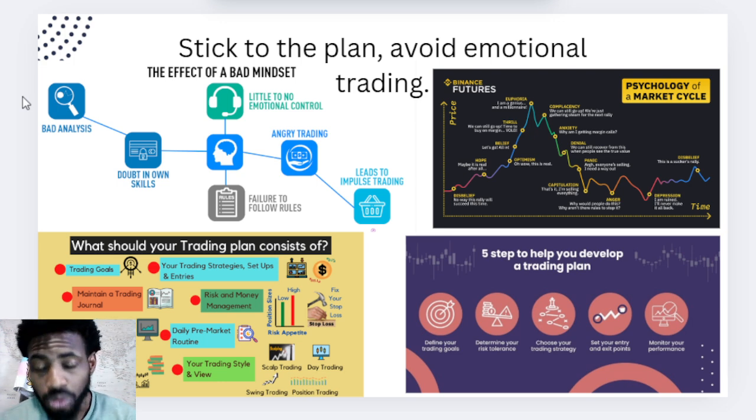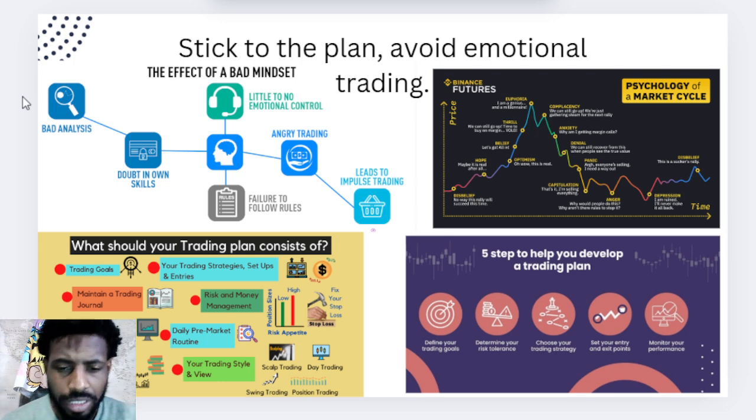Define your trading goals. What is your trading goal? What are you looking for? Determine your risk tolerance. So knowing, see, my trading goal, the reason why I'm going to be a trader is to be able to control my mental and my emotion, become the master of my mind. To be honest with you.